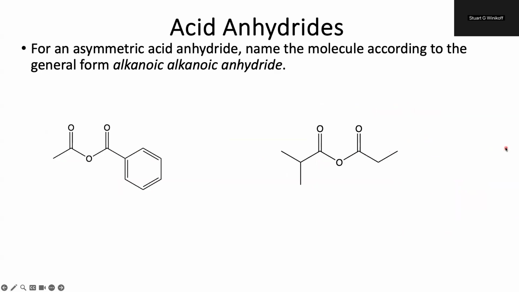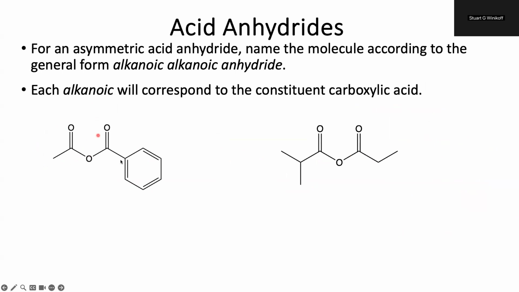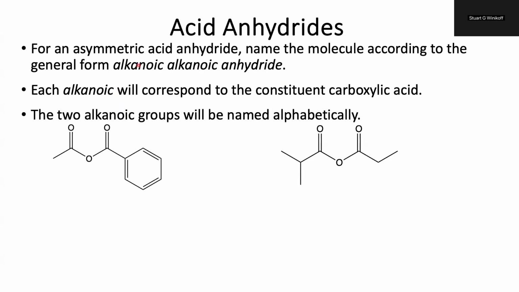Now, what happens when I get to an asymmetric case? In an asymmetric case, my 2 alkanoic substituents are different. So I'm going to name it twice, once for the first alkanoic group and once for the second. Now, when naming this, each is going to correspond to what the carboxylic acid would be. So again, if it would be a benzoic acid, it would be a benzoic group. An ethanoic acid, an ethanoic group, and so on and so forth. Now, when figuring out which one goes first, we rely on our good old standard, alphabetical order. First one to show up alphabetically is the one that goes first.